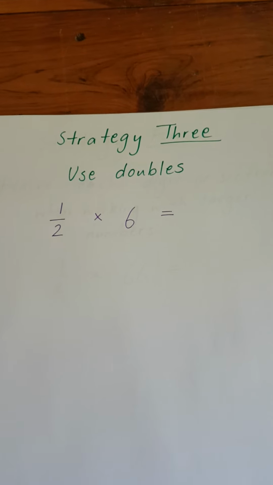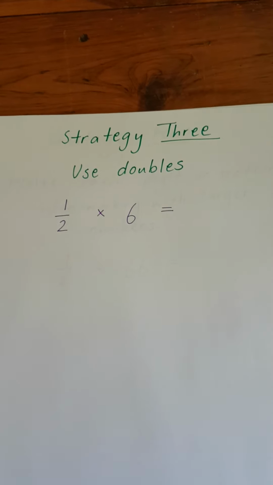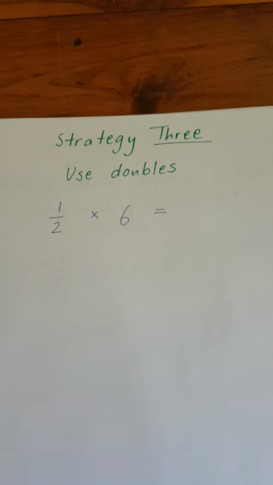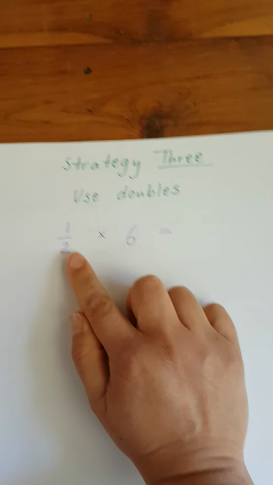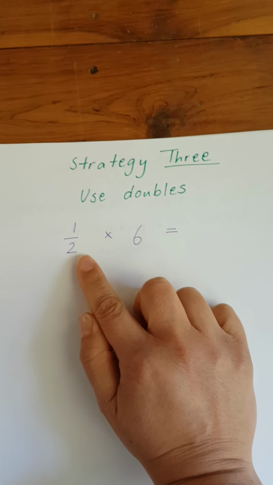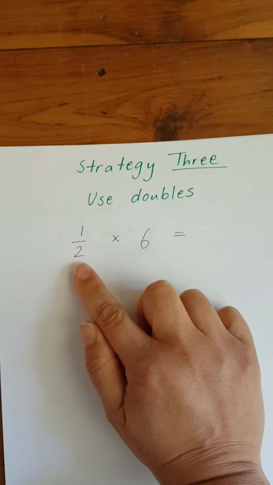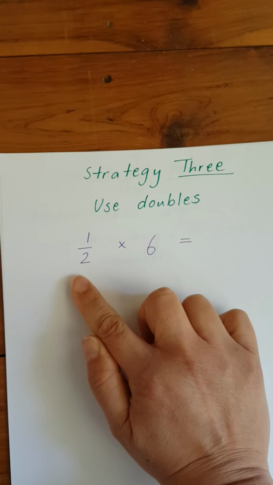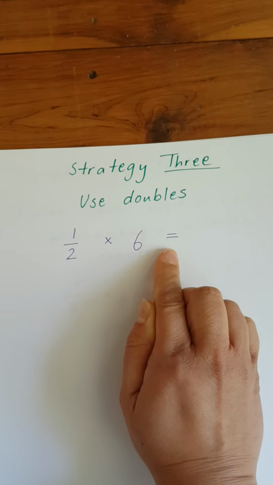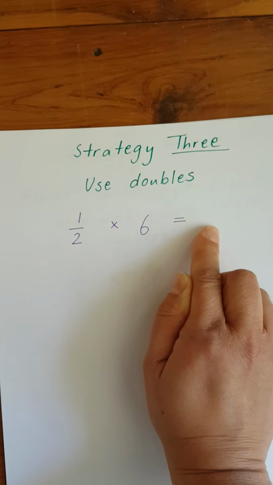Okay, the next strategy when halving something is actually to do the opposite and to use our knowledge of doubles. So strategy 3 is use doubles. And you can see here, I've actually got the same number sentence, but I've written it a little bit differently. I've written the half symbol, half of, this means of, half of 6 equals, and because we've already worked it out, we know that it actually equals 3.